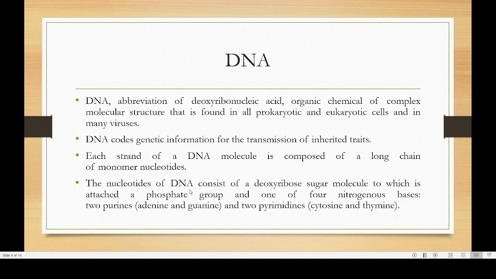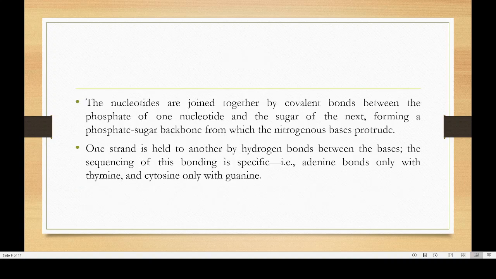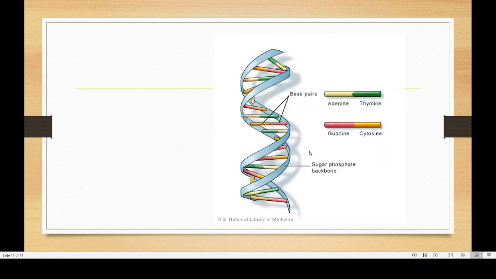Then about the structure of DNA, it consists of the sugar molecule which is attached with a phosphate group and 4 nitrogen bases. For example, if you take DNA molecule or deoxyribonucleic acid, there are 3 parts for a DNA. One is the nitrogen bases. These are the nitrogen bases. Then there is a sugar and phosphate backbone. So there are mainly 3 parts for a DNA chain.